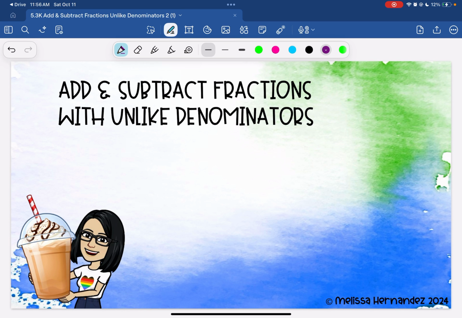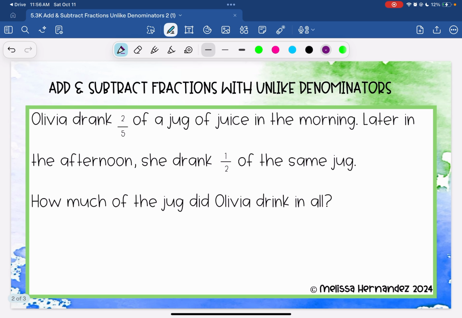Hey guys, today's video will focus on adding and subtracting fractions with unlike denominators. So for the first example, it says Olivia drank 2/5 of a jug of juice in the morning. Later in the afternoon, she drank half of the same jug. How much of the jug did she drink in all?